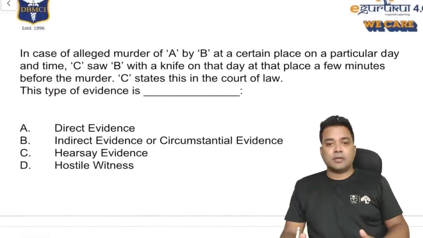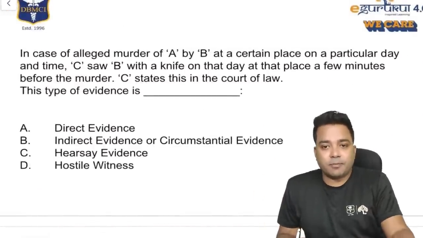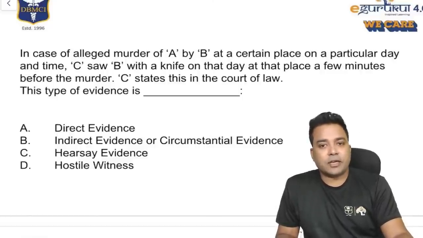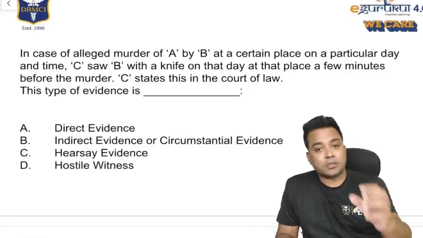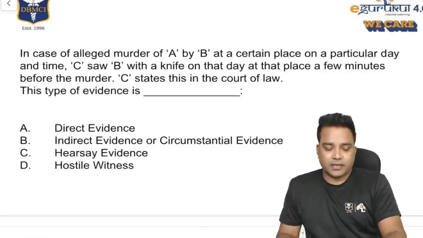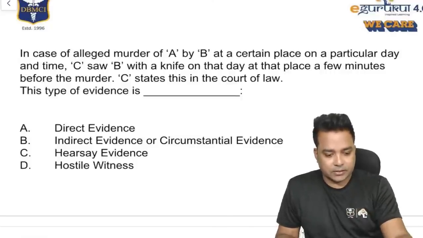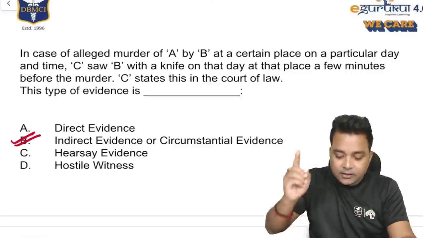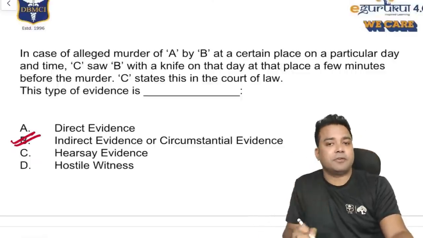Answer this one. In a case of alleged murder of A by B at a certain place on a particular day and time, he saw B with a knife on that day at that place a few minutes before the murder. He states this in the court of law. What is this type of evidence? Recent question, INICET exam. Here the correct answer goes with indirect evidence. To be exact, this is what is called circumstantial evidence.